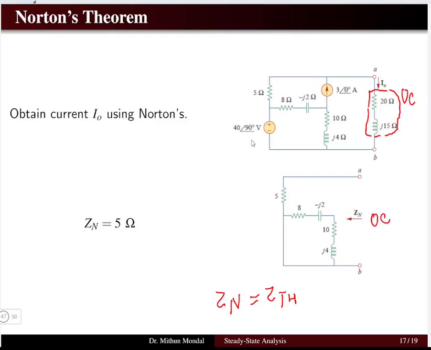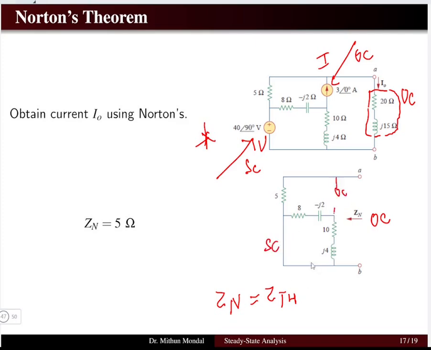Now the independent sources, we have a voltage source and a current source. So the voltage source will be short circuited and the current source will be open circuited. Note here, this should be done only for independent sources, not for the dependent source. We have only independent sources here. So we have short circuited this part and open circuited here.